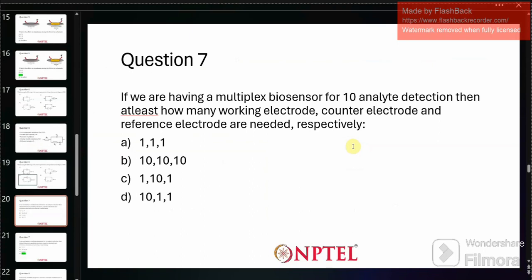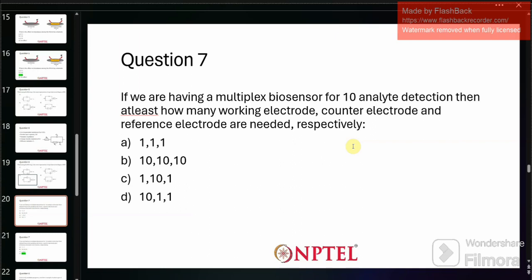This is a basic, simple question. You need to use your brain. You have a multiplex biosensor with 10 analytes. At least how many working electrodes, counter electrodes and reference electrodes are needed, respectively? Whether you need one each, or 10 of each, or one working electrode, 10 counter electrodes and one reference electrode, or 10 working electrodes, one counter electrode and one reference electrode.